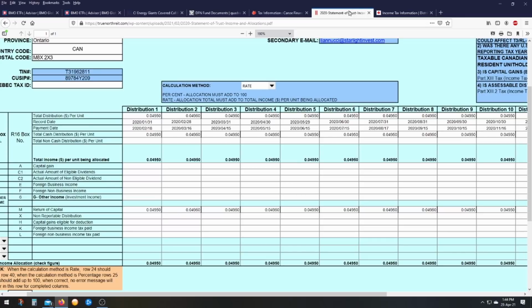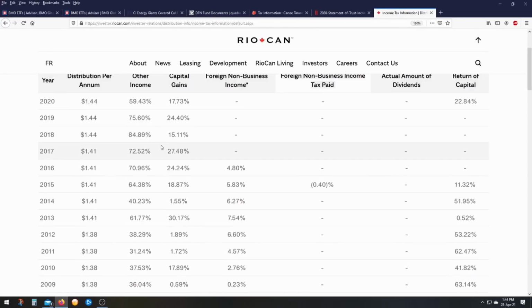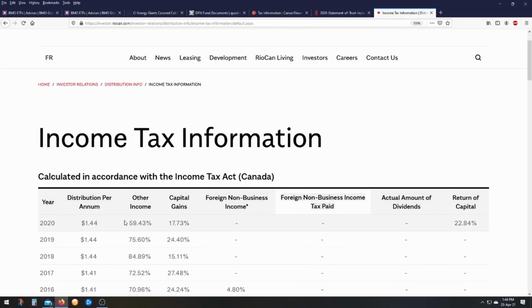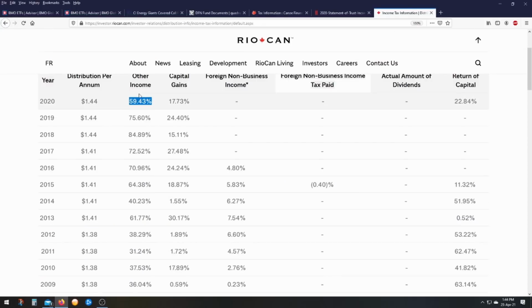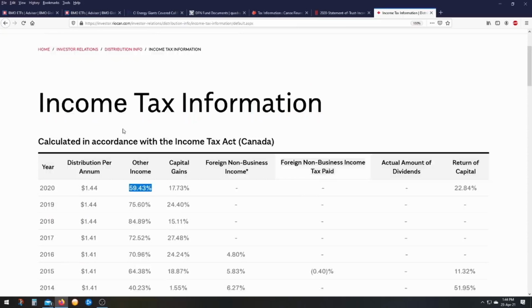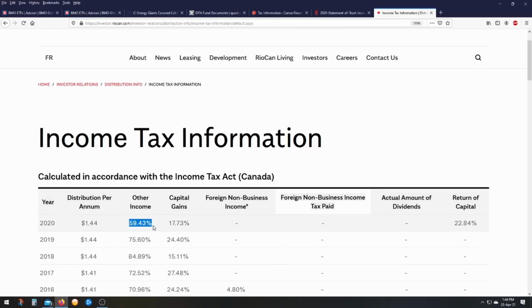The answer is it depends on the REIT. You've got to check it out one by one. Let's look at Ryokan, for example. In 2020, 60% of their distribution is considered other income, which is the worst taxed form of income. But 17% is considered capital gain, and 22% return of capital. So there you go, guys.